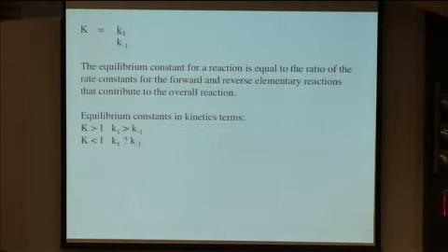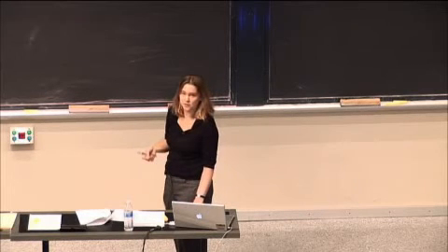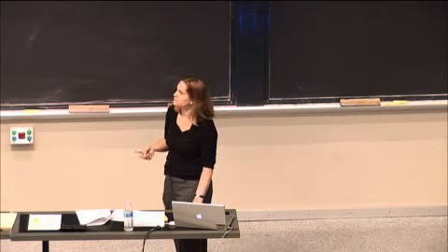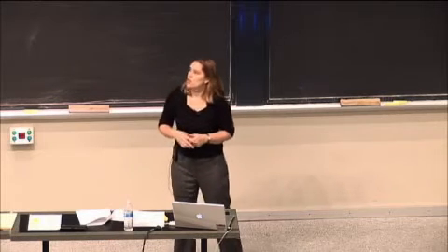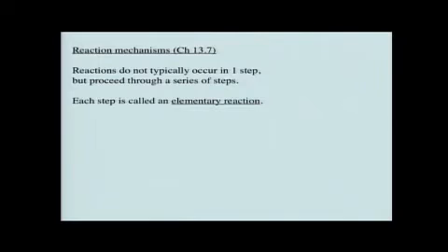And if K, big equilibrium constant K, is less than 1, if at equilibrium there are more reactants than products, what is true about this relationship? It would be less than. So you can think about equilibrium constants now in terms of rate constants, which we'll be doing a lot on Wednesday, too.